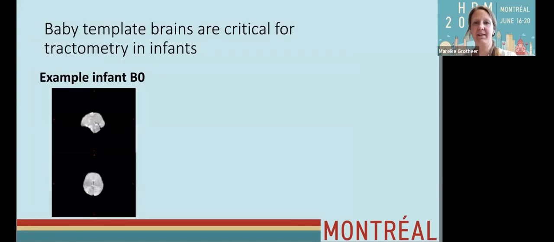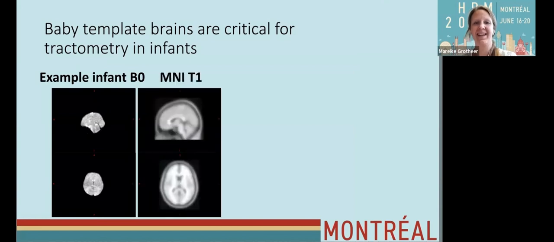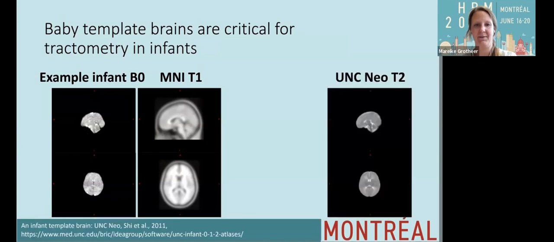Here you can see a B0 image of one of our newborn participants. If we were to use AFQ as is, we would align this B0 to the adult MNI brain, which looks like this. Given that both of these images are at the same scale, this looks like a very difficult alignment to make, and maybe this is not a very good idea. A much better way to go is to align this B0 to an infant template, as this is a much easier alignment to make.